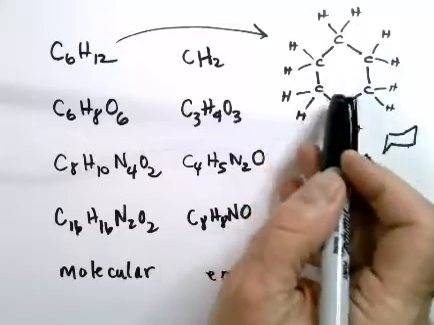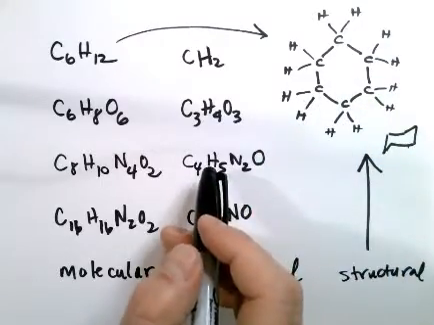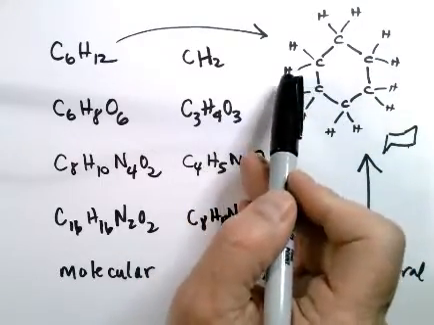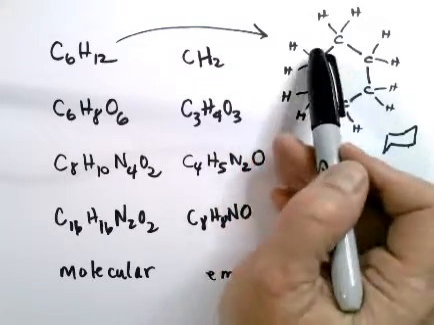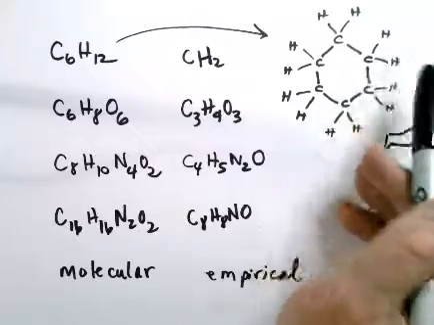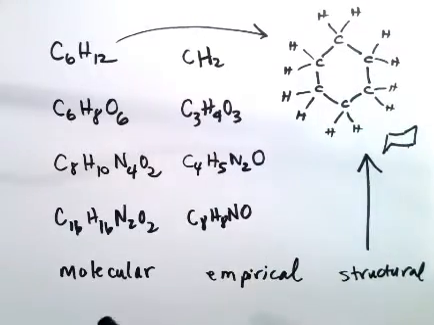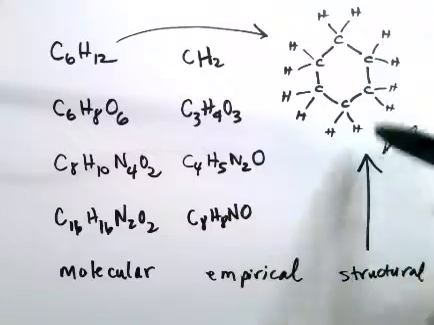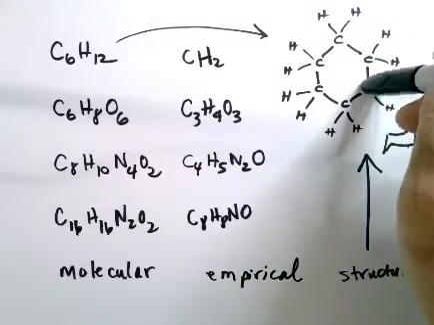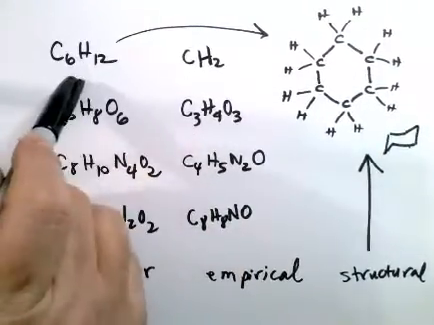That would give it the stable outer octet. And remember, hydrogen only needs one more electron to get happy, and it gets that. Each one of these dashes represents 2 electrons shared. So this is a very happy structure. This is a structural formula for the cyclohexane molecule.